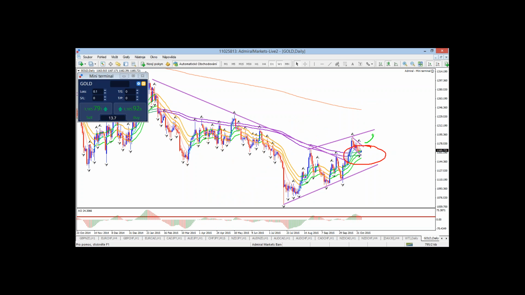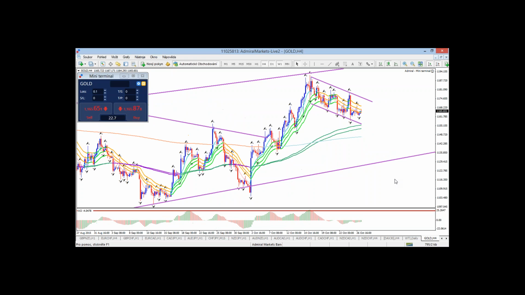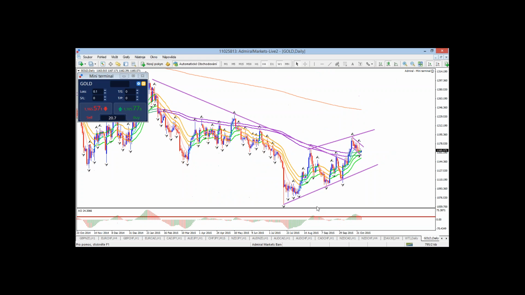If it does push above the 4-hour bull flag here, then that could be something to think about, but also something to be very cautious of. But yeah, there's that potential for upside like that. Now, downside, I would say this support trend line really needs to be broken.